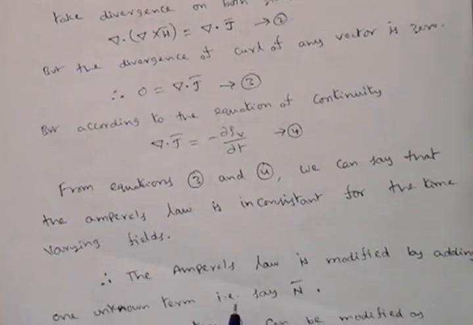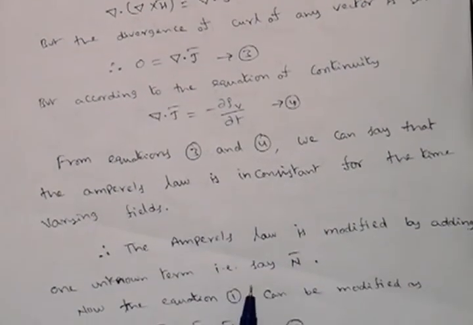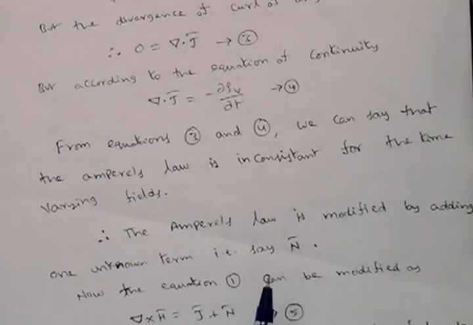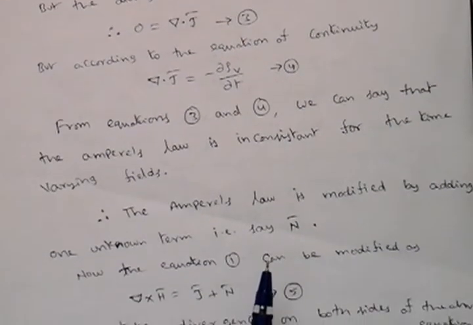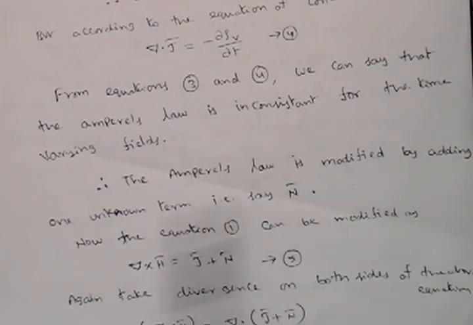We need to modify this equation such that it is suitable for time varying fields also. Therefore, Ampere's law is modified by adding one unknown term, say n bar. Then equation 1 can be modified as the equation you noticed at the beginning: del cross H bar is equal to J bar plus one unknown term, n bar. Now we need to determine what this n bar is.